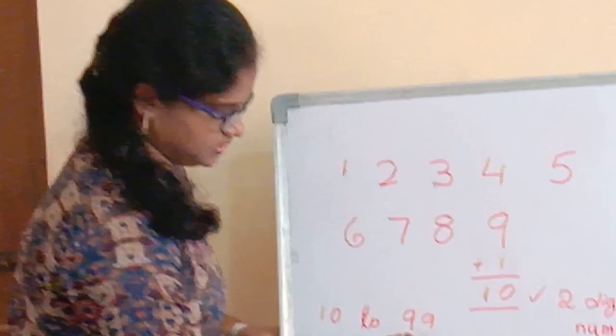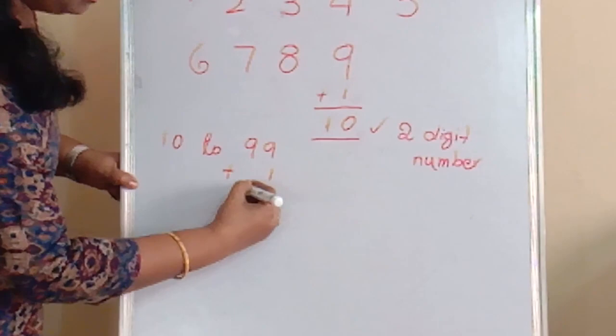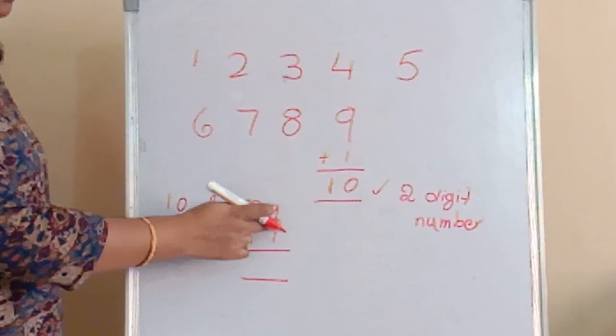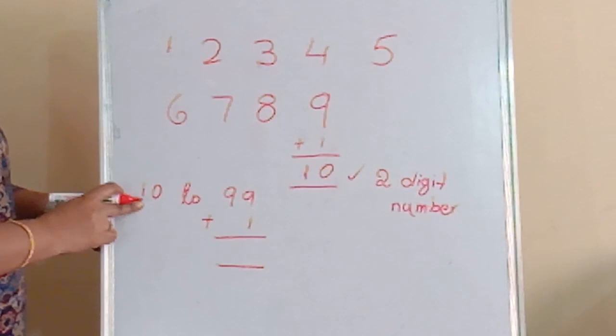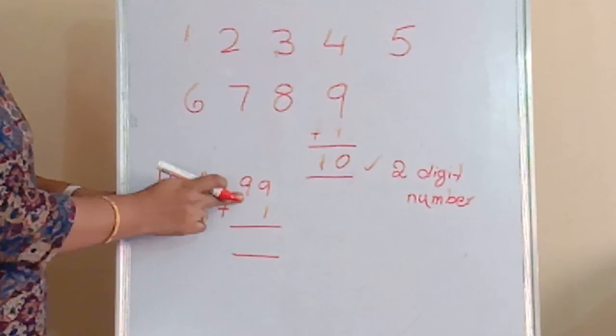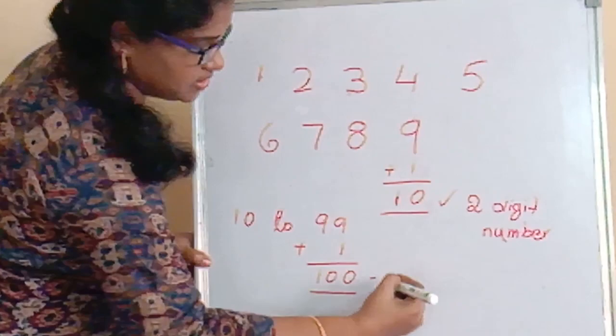Next, 3 digit numbers. So add plus 1 to the largest 2 digit number. 99 is the largest 2 digit number and 10 is the smallest 2 digit number. So add plus 1 to the largest 2 digit number, that is 99 plus 1 is equal to 100, which is the smallest 3 digit number.